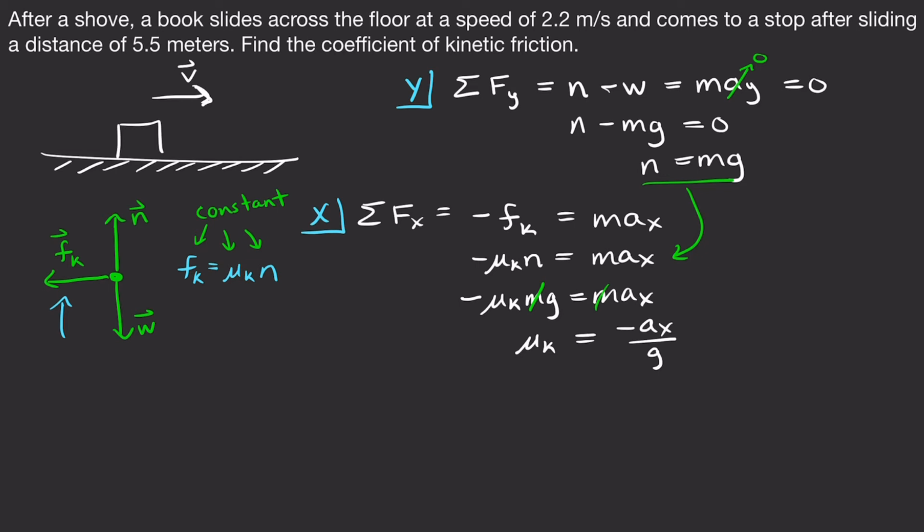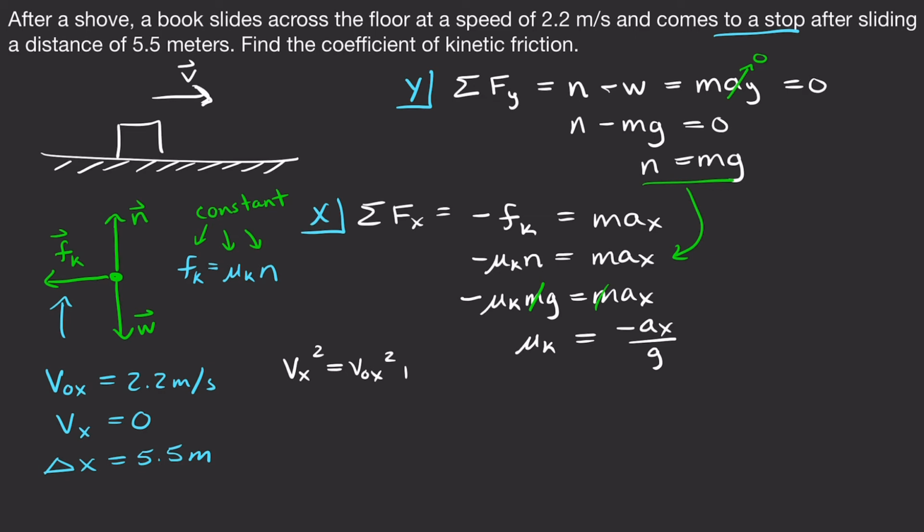So, since I'm starting off at a speed of 2.2 meters per second, that is my v naught. When I come to a stop, that tells me my velocity is 0. And I'm going to do that after sliding a distance of 5.5 meters. Okay, so I'm given all this information, and I don't have any information on time. So the kinematic equation I want to use is vx squared equals v naught x squared plus 2ax delta x.